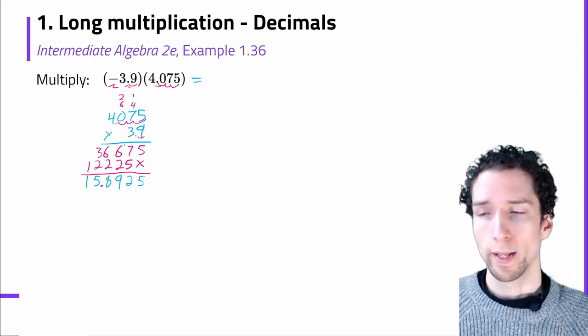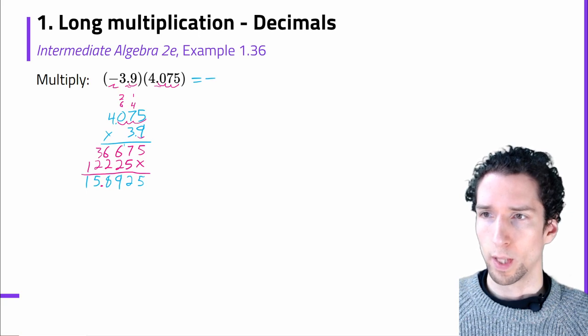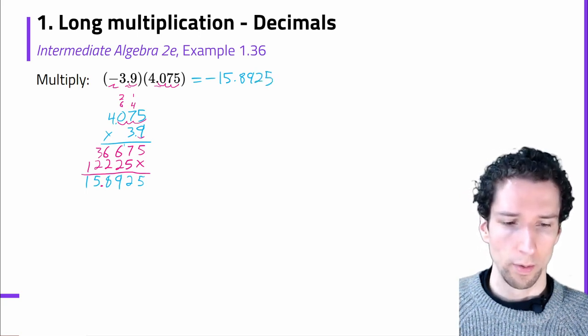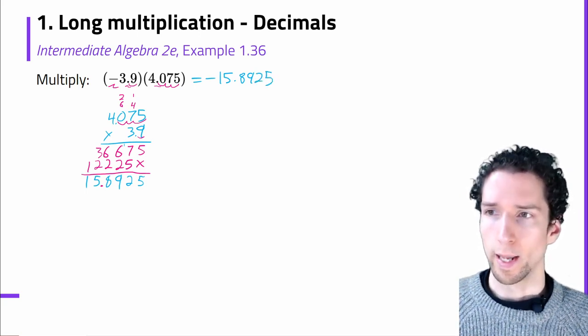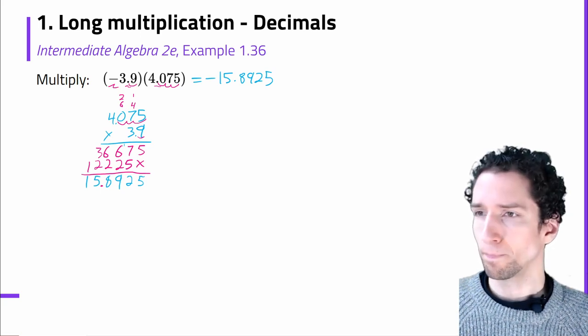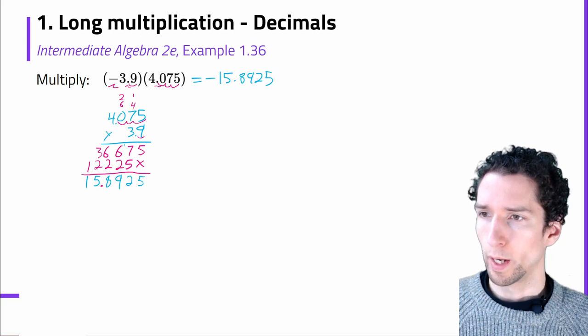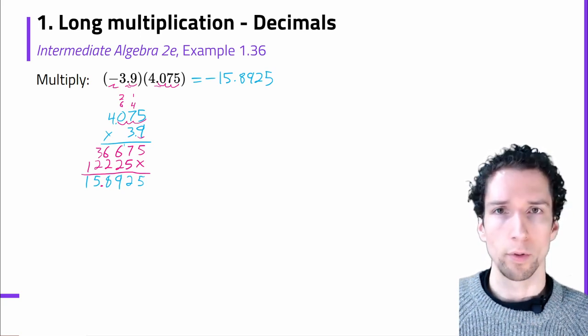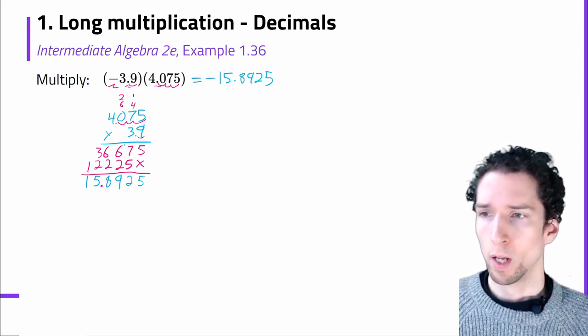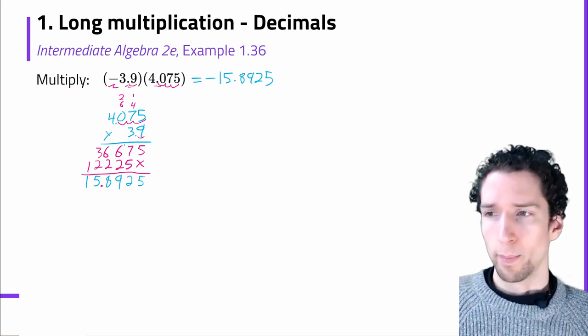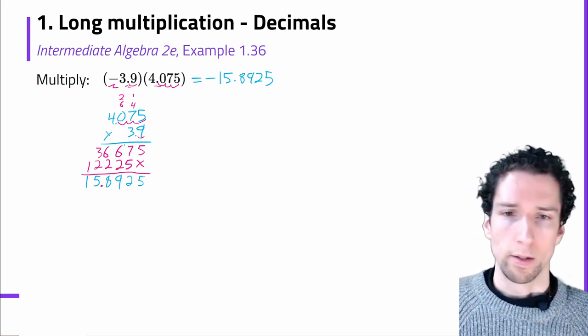But then also we had that negative sign out front, so let's put that back in. So negative 15.8925 will be our answer here. Okay, so there we go. Just kind of count out however many places your decimal was there and then put that right back in at the very end and you'll have the correct result.